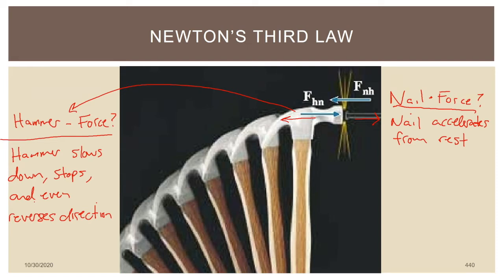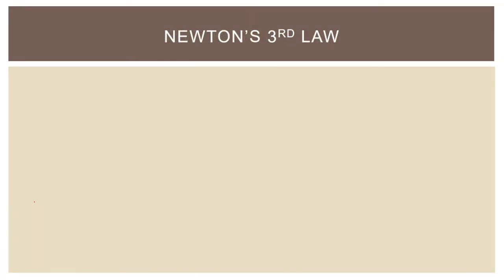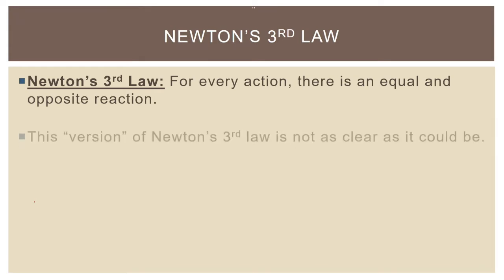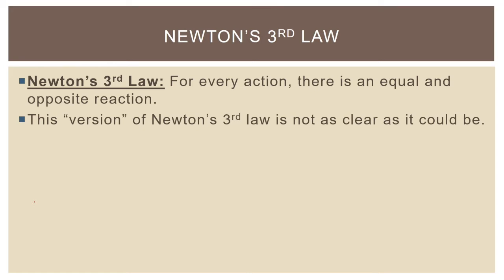And so to describe Newton's third law, we can do it in a very useful way, or we could do it in a less useful way. So I want to talk about some definitions here. Newton's third law, as you'll almost always hear it, even as you heard it probably in middle school, is that for every action, there is an equal and opposite reaction. That, in my opinion, is not that helpful because it's not that clear as to what is actually happening.